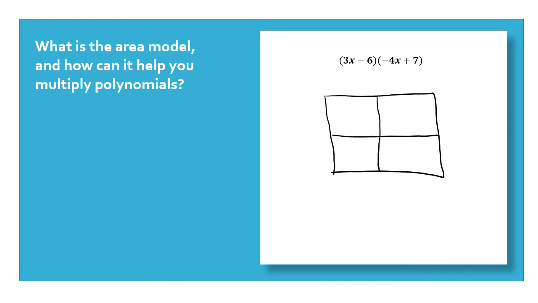Okay, so first thing I'm going to do is take my first factor, and it doesn't matter if you put this on the top or on the side, but each piece of this factor needs to go on the same side of the square. So I'm going to put 3x minus 6 on the top, and then I'm going to do this negative 4x plus 7 on the side. Okay, so now what I want to do is I want to take my negative 4x and my 3x and multiply them together. So 3 times negative 4 is negative 12, and x times x is x squared.